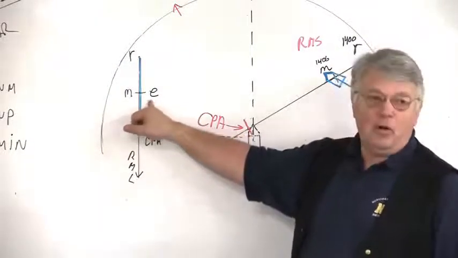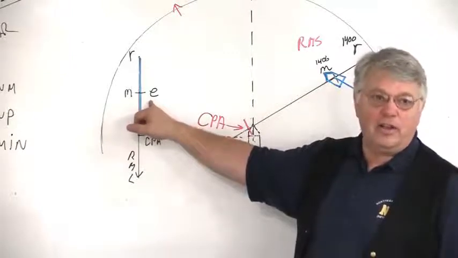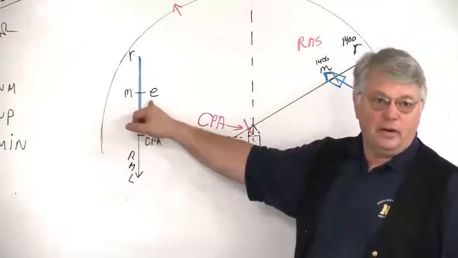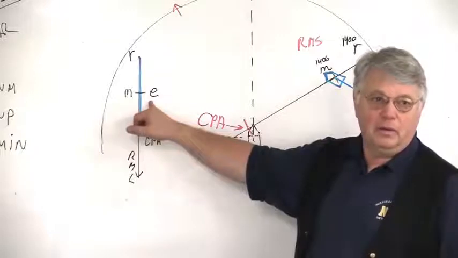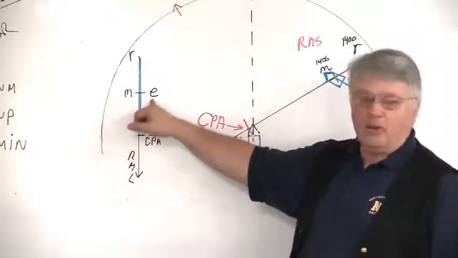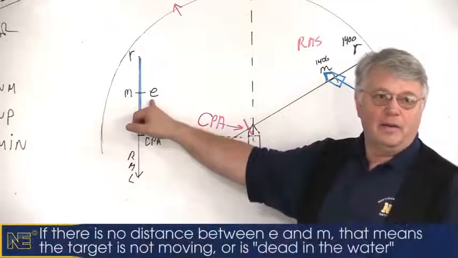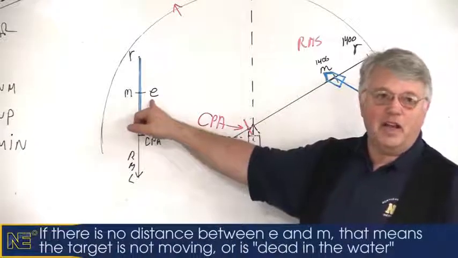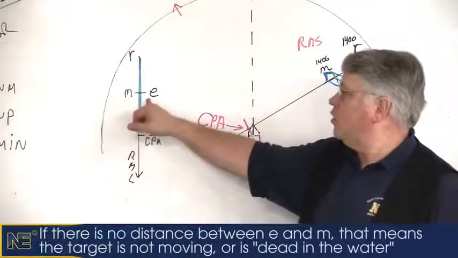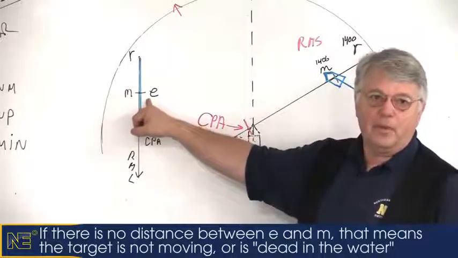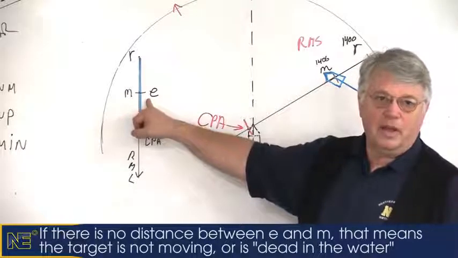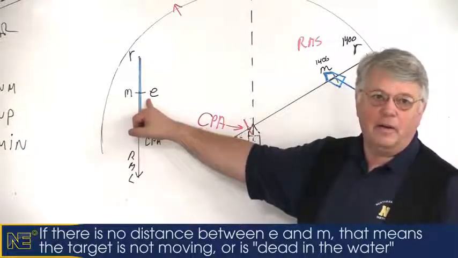So if it's 0, that means that that target is dead in the water. He's not moving. Okay? And the vector actually tells us that. If it's 0, then he's dead in the water, because there is no length of the vector from E to M. However, the other information is still there.